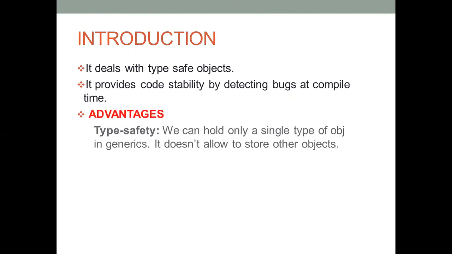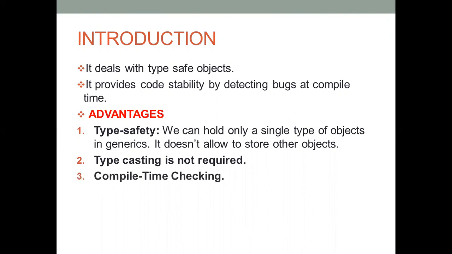The first advantage is type safety. We can hold only a single type of object in generics, and it does not allow storing other objects. The second advantage is that typecasting is not required. That is, if we declare a variable as integer and want to store a float value in it, then you might require typecasting for converting it into a float variable. But when we go in for generic programming, typecasting is not at all required.